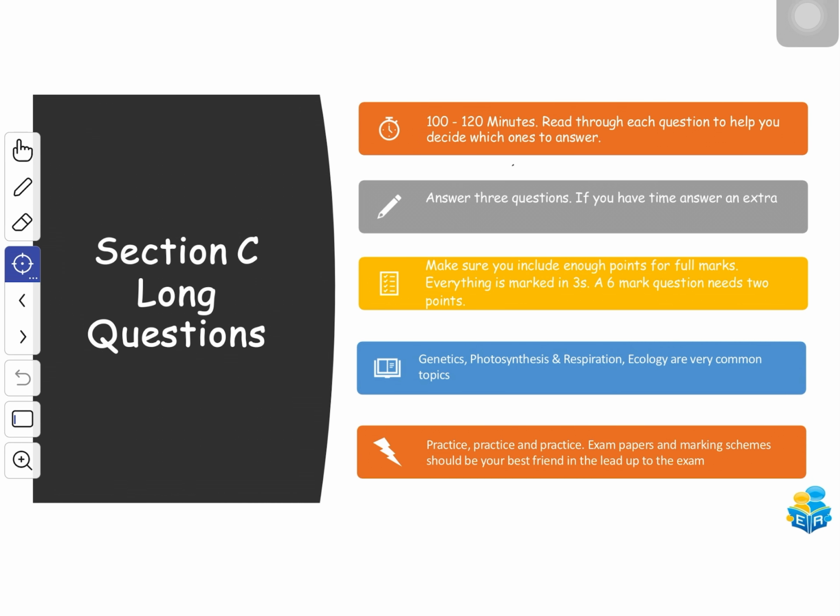And again, just like the short answer questions, it's all about practice, practice, practice. So at this point, exam papers and marking schemes should be your best friend. We're doing them again and again and again. You should be getting to a point where you're able to do the questions without glancing at your notes. You'll pretty much know the marking schemes inside out and upside down, but that's the point we need to get to in preparation for the exam.